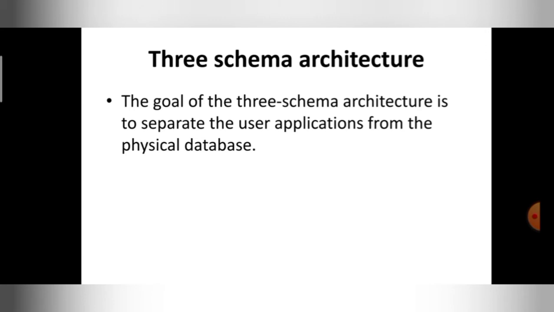So the three schema architecture's goal is to separate the user application from the physical database. For example, in Google, you are seeing only the interface of the application. The database you are not seeing. Database means the place to store the data. Google is going to store its data in the database. Whatever search item you give in the text box will be searched in the database to find the particular match. Google is going to search the database where all the data is stored.